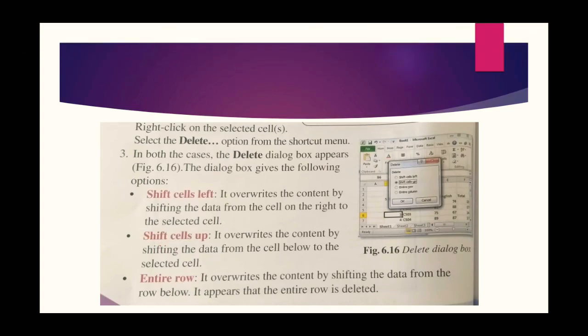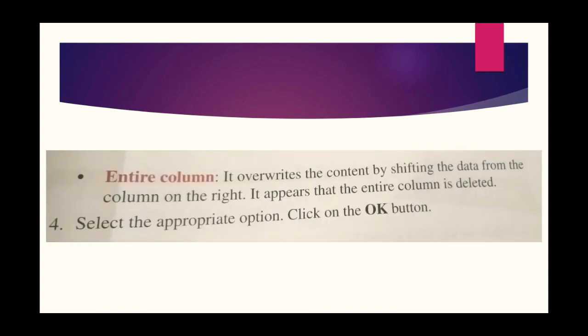Entire row. It overwrites the content by shifting the data from the rows below. It appears that the entire row is deleted. Entire column. It overwrites the content by shifting the data from the columns on the right. It appears that the entire column is deleted. Select the appropriate option and click on the OK button.